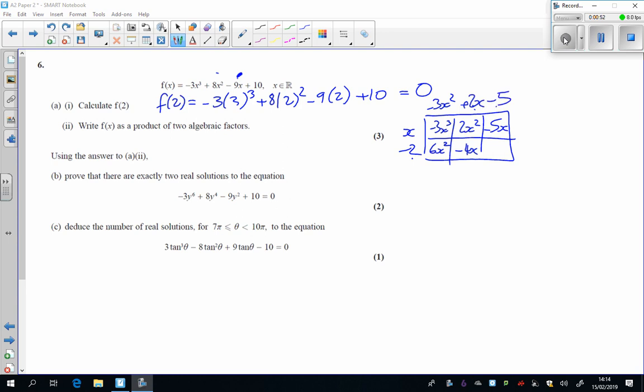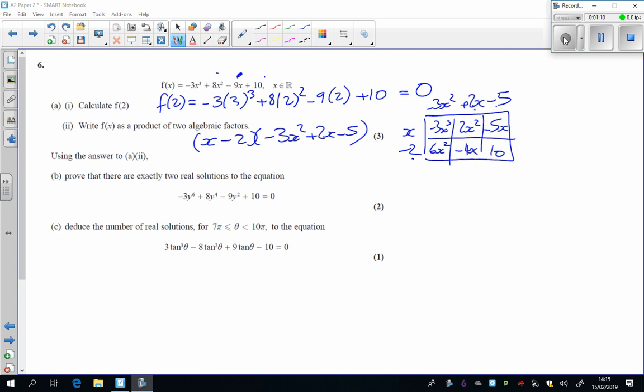Moment of truth. Minus 5 times minus 2 is 10. Hey, so we've got it right. Write it as a product of 2 algebraic factors, x minus 2 and minus 3x squared plus 2x minus 5. There's your 3 marks there.